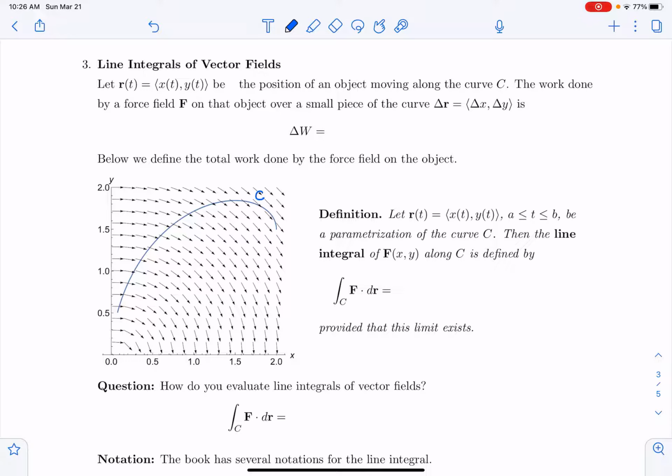So here we can think of this point as being r of a equal to, say, x of a, y of a. And this point here we can think of as being r of b equal to x of b, y of b. And then if we pick some arbitrary point, that point would be r of t, which is x of t, y of t.